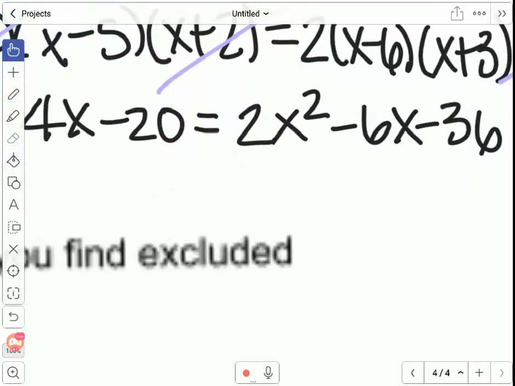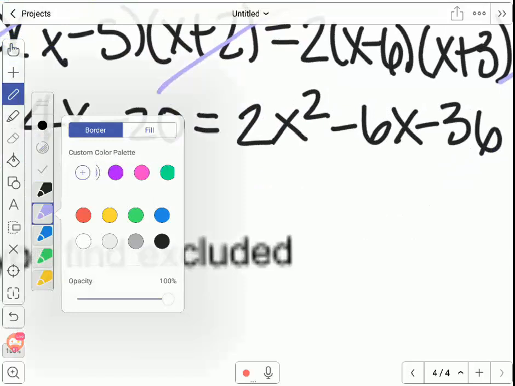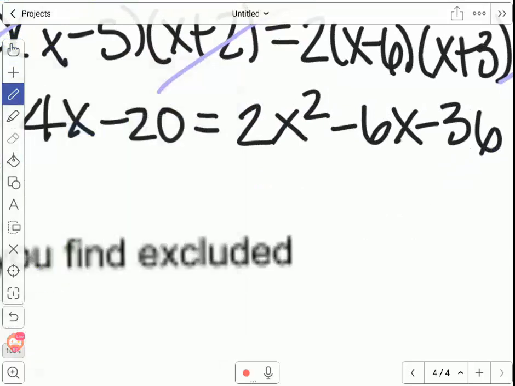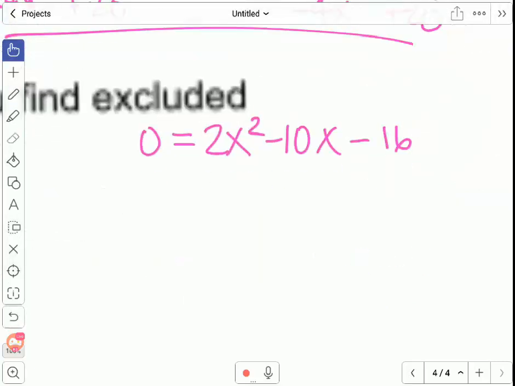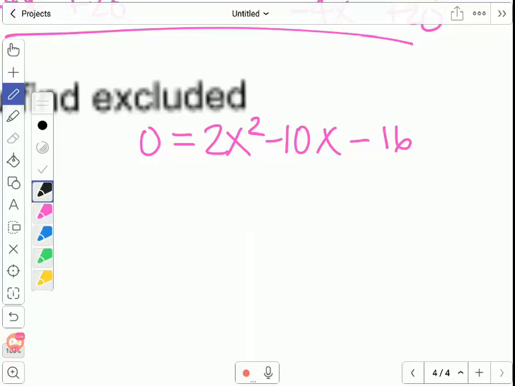And I need to get everything to one side, because the only way to manipulate these problems, the only way to do anything with them, is to get all the x's on the same side. We're probably going to have to use quadratic formula. So I'm going to minus 4x from both sides. In the same step, I'm also going to add 20 to both sides. And I get 0 equals 2x squared minus 10x minus 16. You can factor out a 2 if you wanted to do that. It does help a little bit, just gives you smaller numbers.